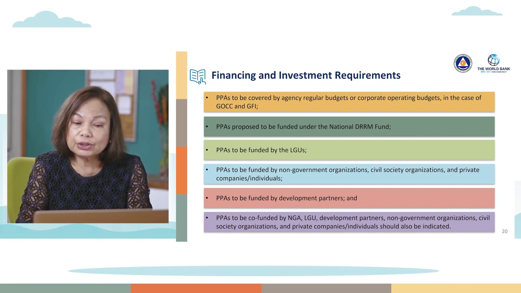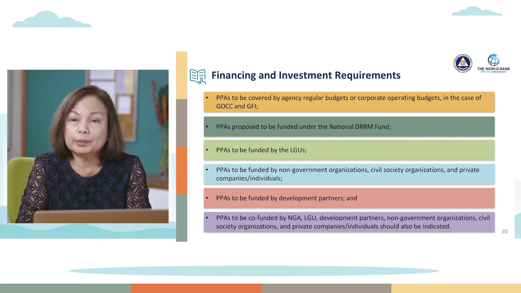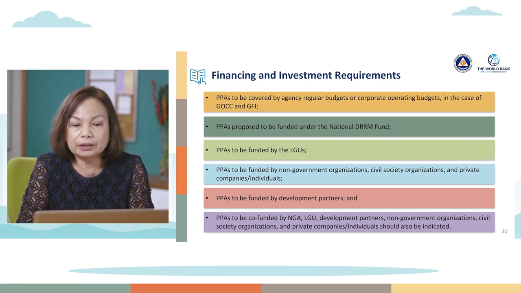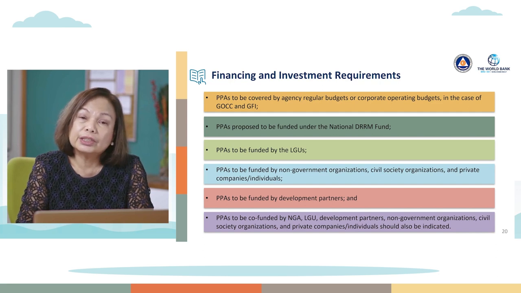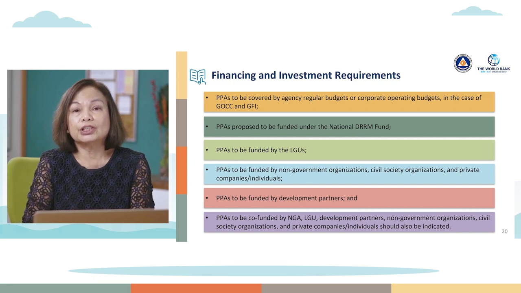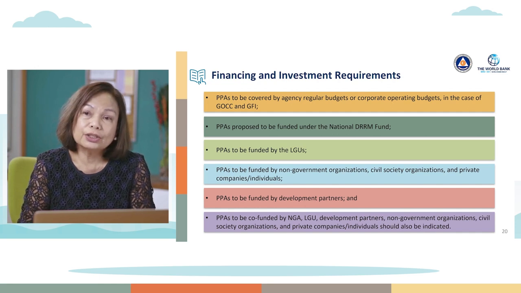A third source of funding would be the LGUs. The local government units themselves, they have disaster funds that they can use to implement their disaster-related activities. Another source would be non-government organizations, civil society organizations, the private sector, whether individual or corporations.